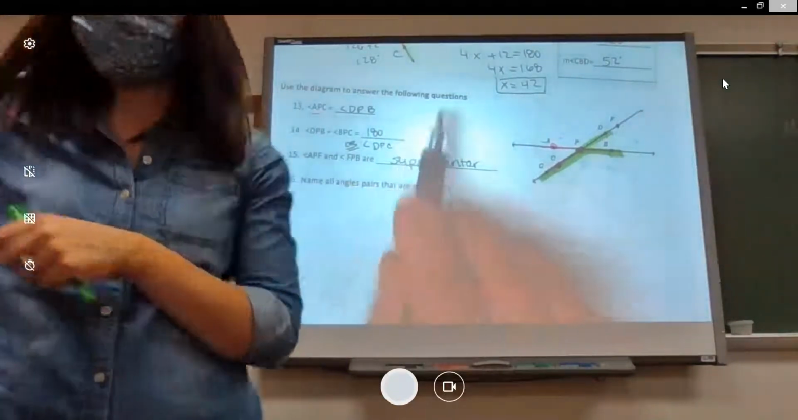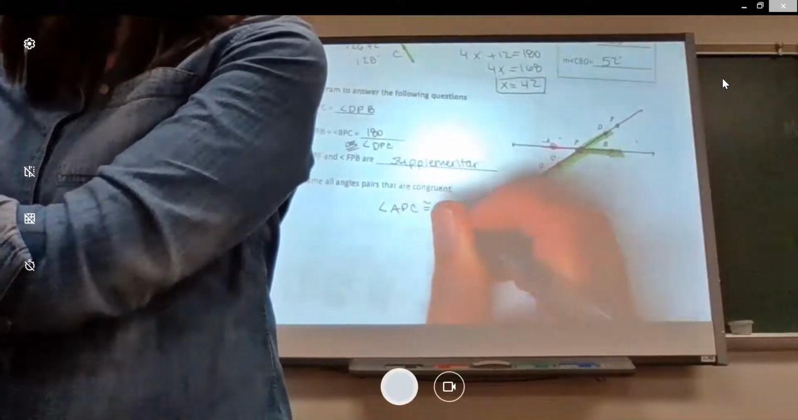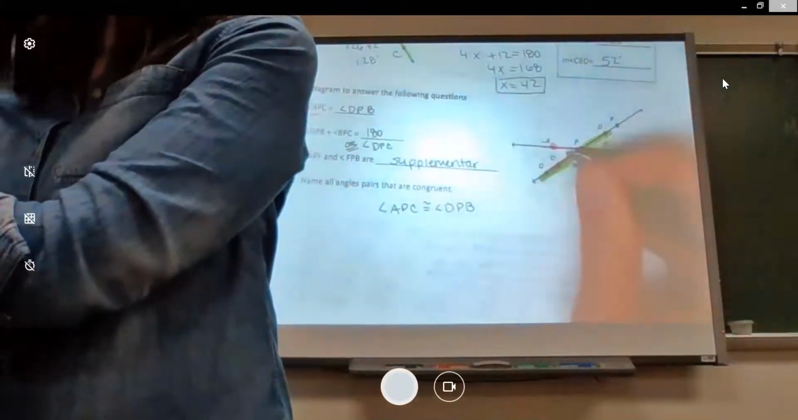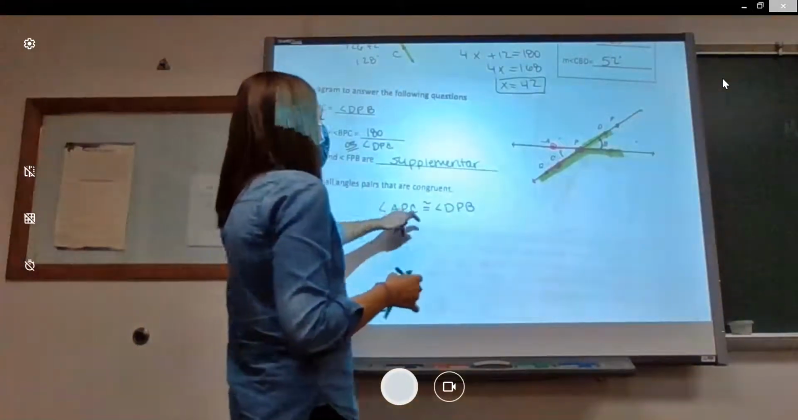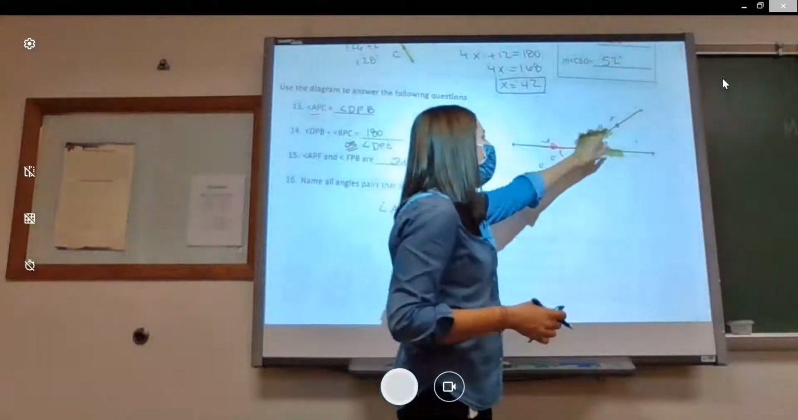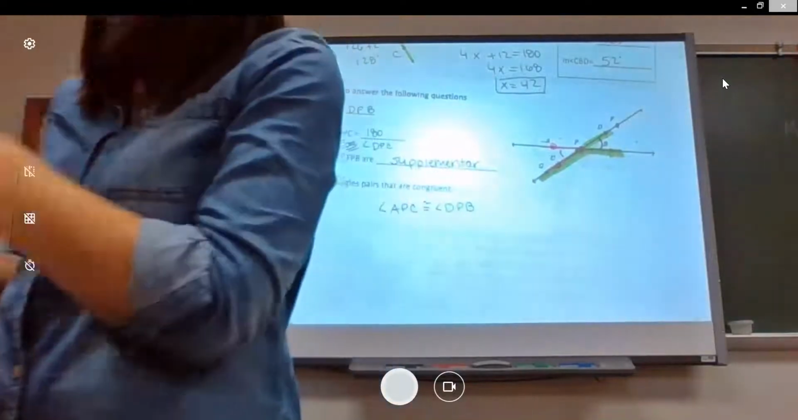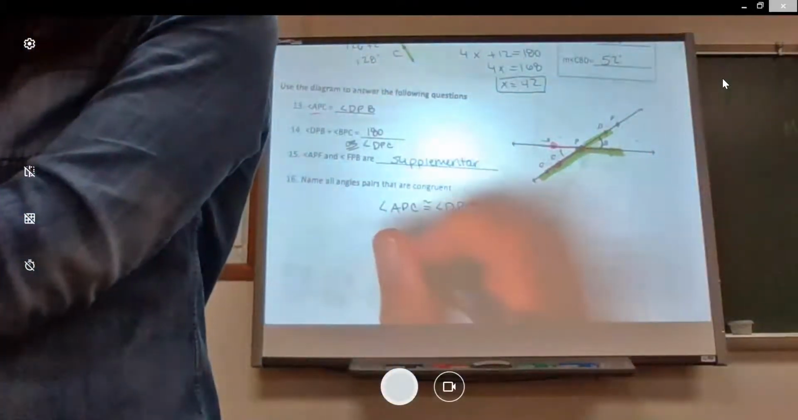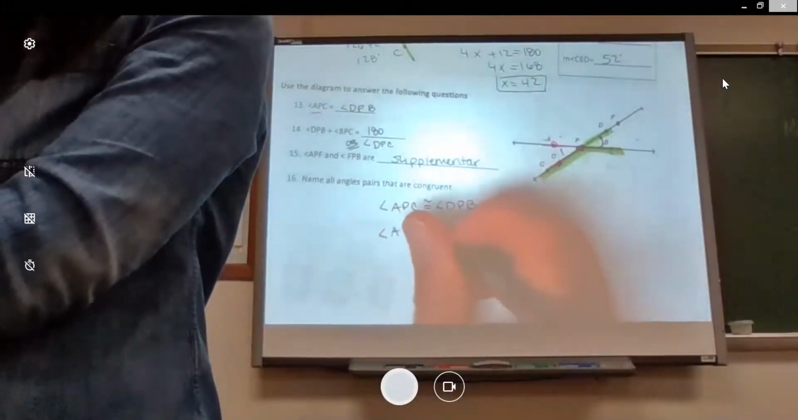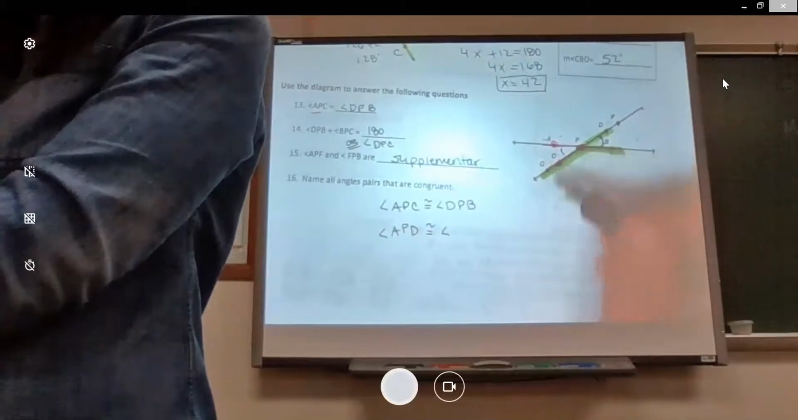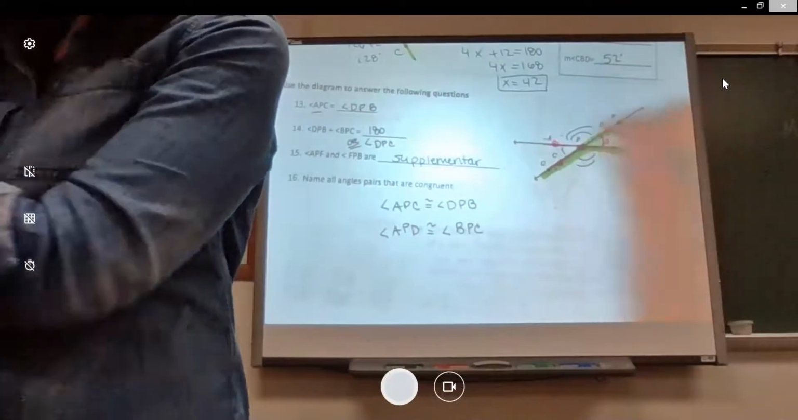Well, we already have one listed here. So we know angle APC is congruent to angle DPB, these angles. But when I have vertical angles, I always have two sets. So if these are equal, these are also equal, the other pair of vertical angles. Okay, so I could also say that angle APD is congruent to angle BPC. Okay, so these angles are also congruent.